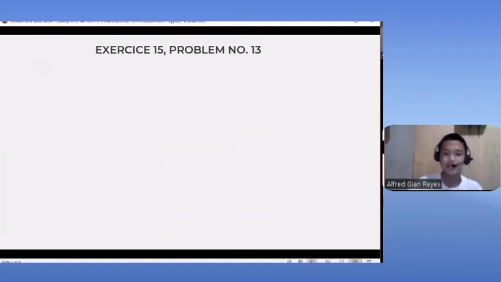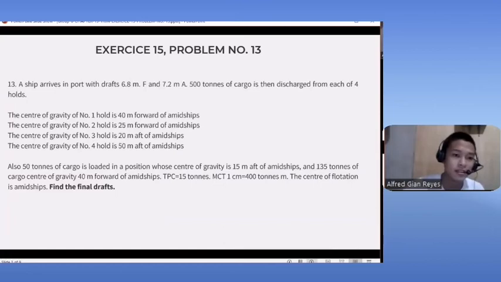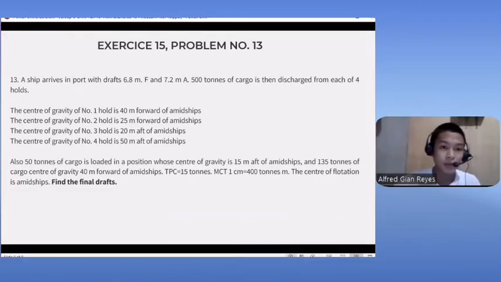So this is the exercise that is given to us, Group 6. Exercise 15, problem number 13 in Chapter 15 of Trim. The problem states that a ship arrives in port with draft 6.8 meters forward and 7.2 meters aft. 500 tons of cargo is then discharged from each of 4 holds.